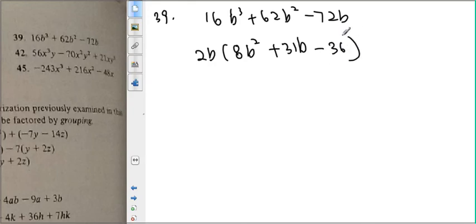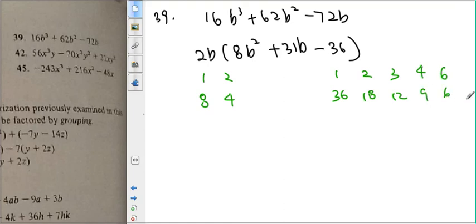Let's look at the factors of 8 and factors of 36, and then try to make 31. So 8 becomes 1 and 8, 2 and 4. And that's about it. How about 36? 1 and 36, 2 and 18, 3 and 12, 4 and 9, and 6 and 6. So how can we get 31? Let's look at it for a second. So 1 and 8 cannot be combined with 1 and 36.